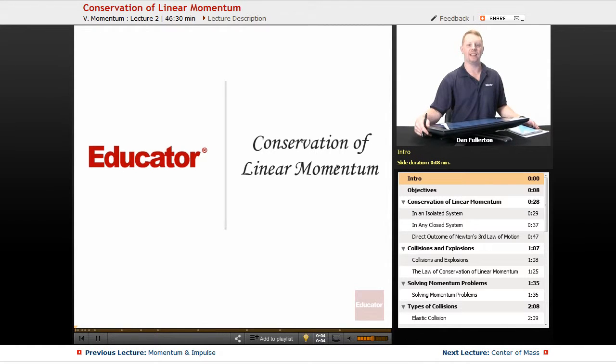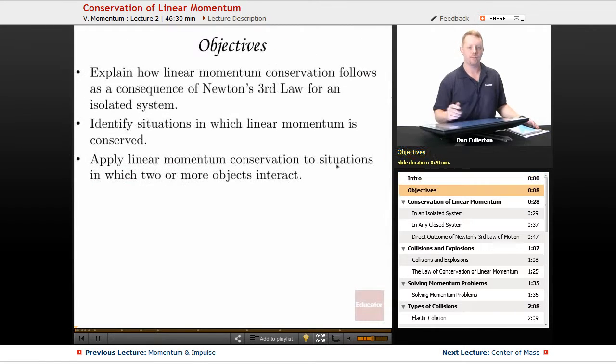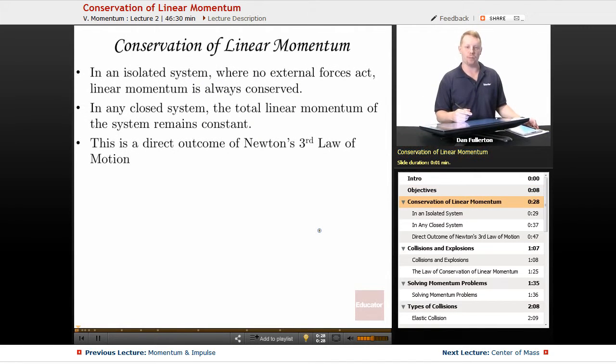I'm Dan Fullerton, and in this lesson we're going to talk about conservation of linear momentum. Our objectives include explaining how linear momentum conservation follows as a consequence of Newton's third law for an isolated system, identifying situations in which linear momentum is conserved, and applying linear momentum conservation to situations in which two or more objects interact to solve a variety of problems. So let's talk about conservation of linear momentum.